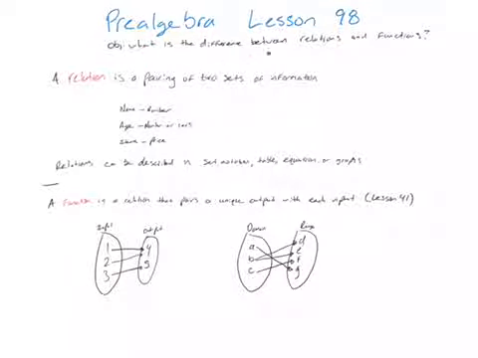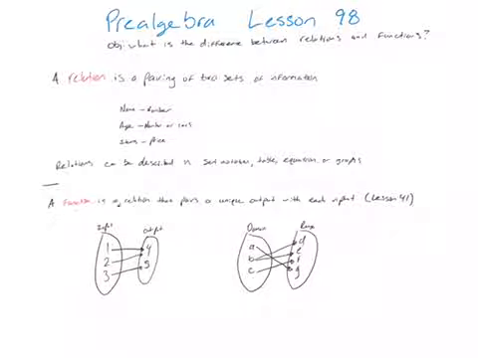Well, a relation is a pairing of two sets of information. So like your name in the phone book to your number. It pairs your name with your number. Your age, the number of cars you own. An item can be associated with its price. Those are all relations. And then relations can be described in set notation using ordered pairs, in tables, with equations, with graphs, with mappings like this down here.